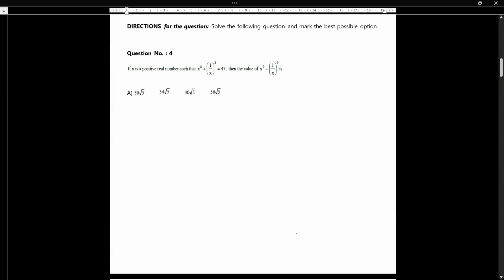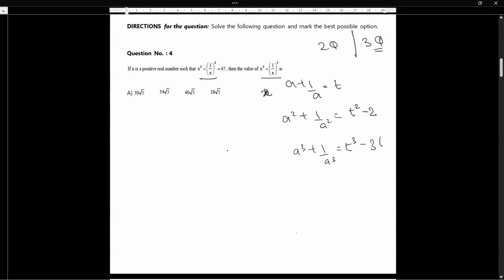So coming on to the fourth question, till now we have done two questions, and for the people who are comfortable in quants, they are in log, they have done three questions. This question is very basic, again algebra. Only three properties are used. That is, if a plus 1 by a is given as t, then a square plus 1 by a square is t square minus 2, and a cube plus 1 by a cube is t cube minus 3t.